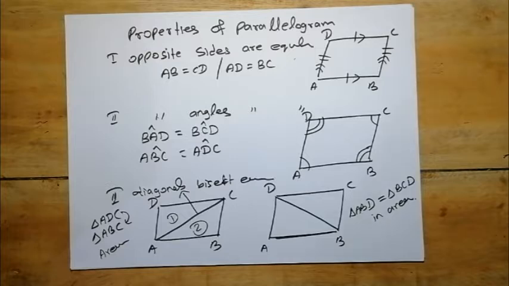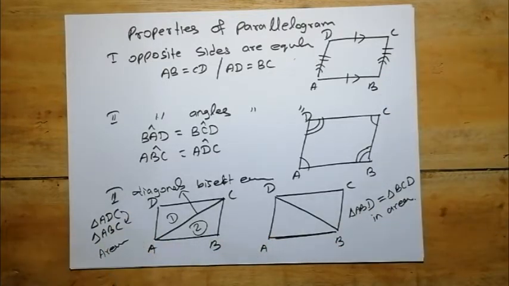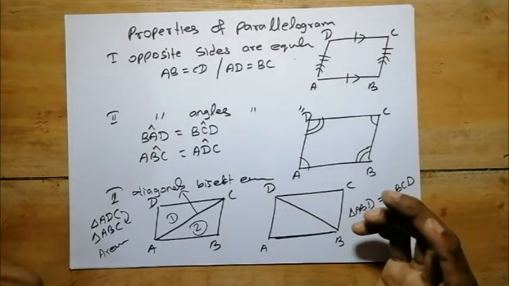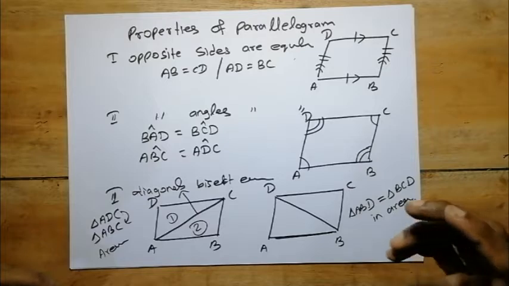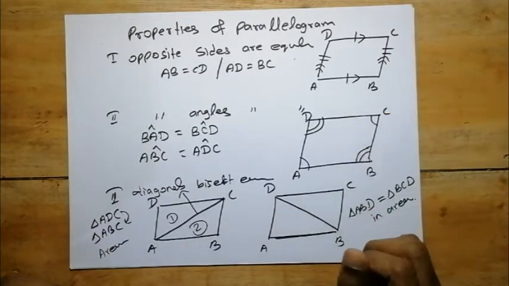Okay, so those are the first part of the properties of a parallelogram. I draw them individually. You can mark them individually or in a single parallelogram, all three. I think it is clearer when we draw individually.